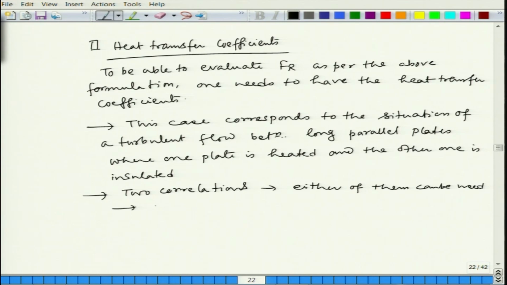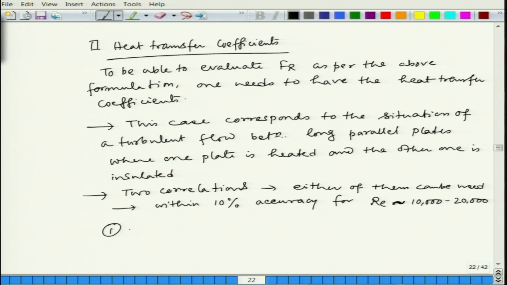Okay, both give you within 10% accuracy for the Reynolds number range of 10,000 to 20,000. So, that is the typical range that you will find for these air heaters, and it serves quite accurately, you will get the h.